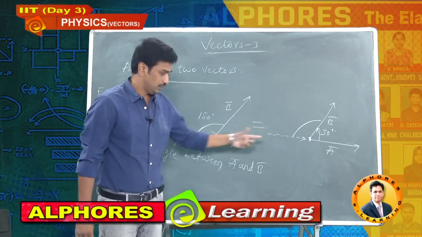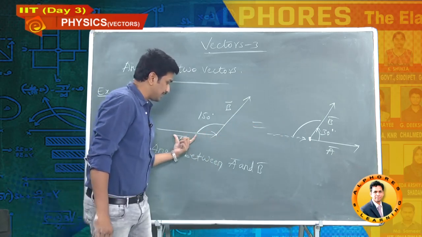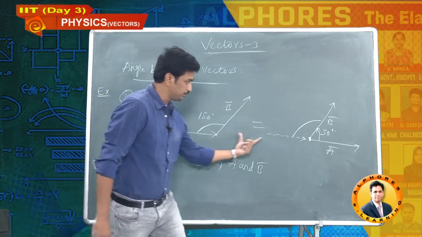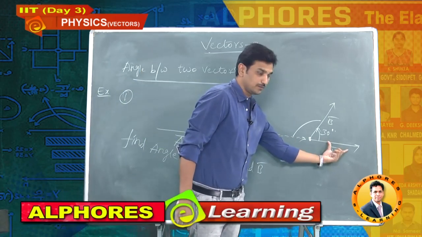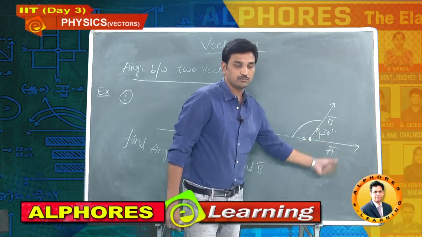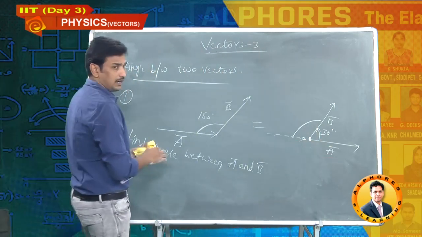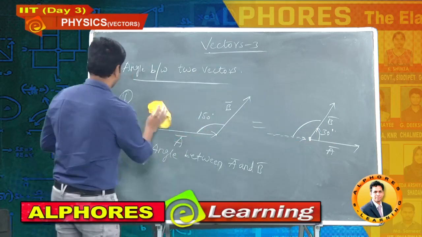That's a method. Simple, A bar here, I shifted to here. Without changing length and direction, I have shifted here. A bar shifted to here. Two tails joined here now. What's the angle between A bar and B bar now? 30. Similarly, I will go for one more example.